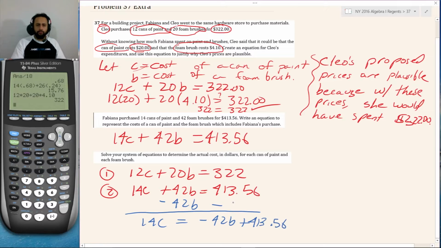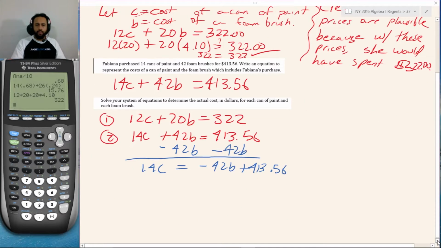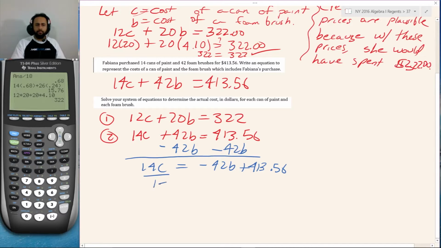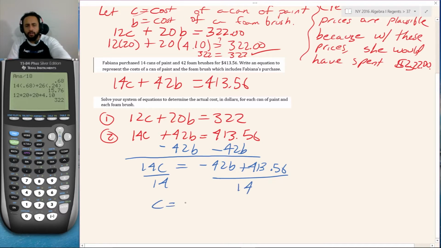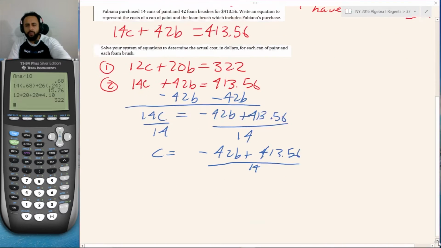So 42b, okay? And then I divide by 14. And I got C. Whoops. So C equals that. Negative 42b plus 413.56 over 14. Good. Now I'm going to substitute this into equation 1.